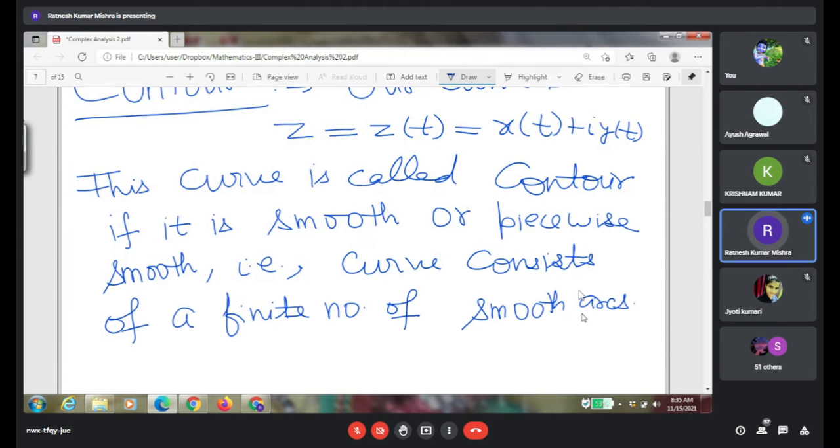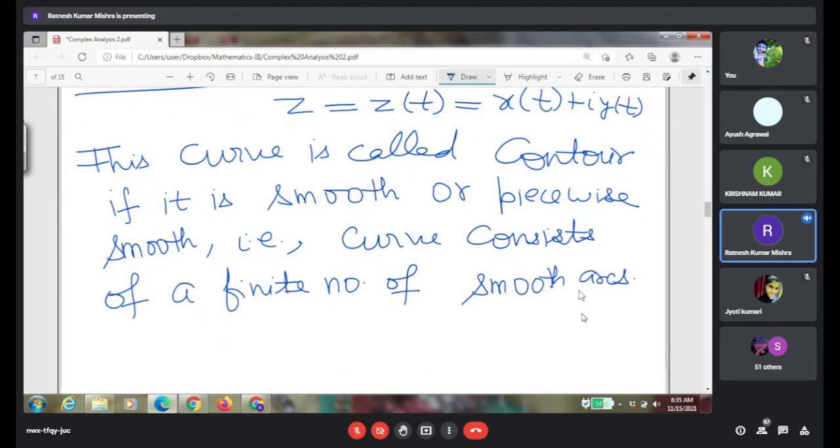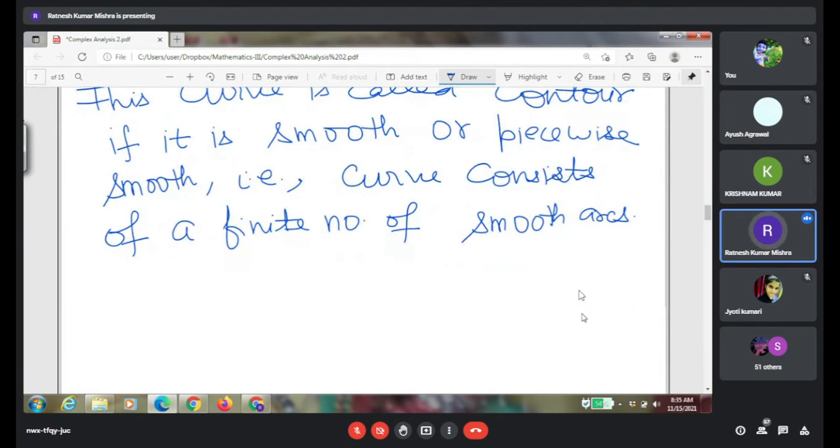Okay, so the curve is called a contour if it is piecewise smooth. We can say that the curve consists of a finite number of smooth arcs. So this is called the contour. Suppose our curve C, and always keep in mind that C is traversed in the positive direction. Positive direction means counterclockwise direction.